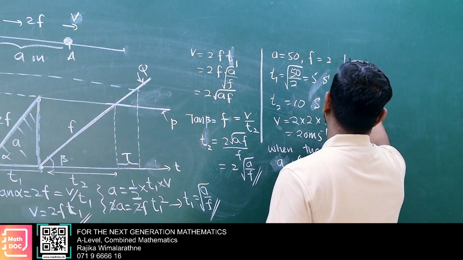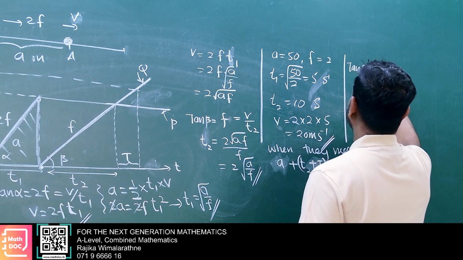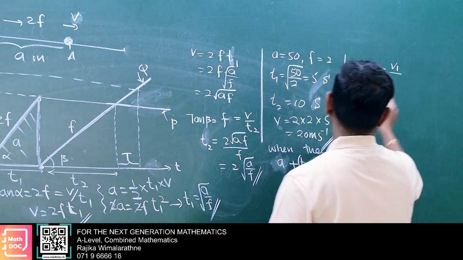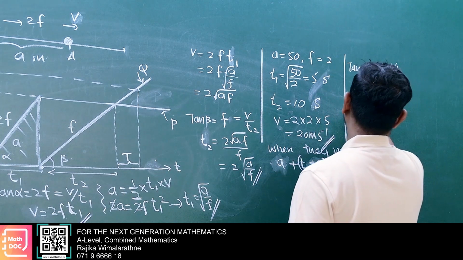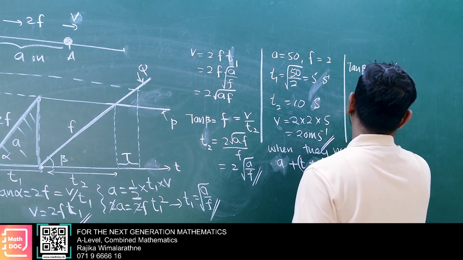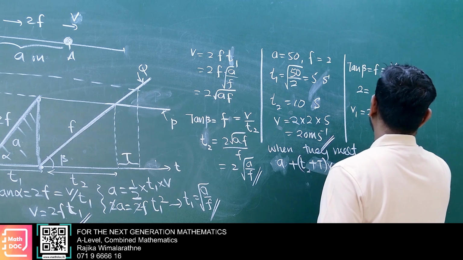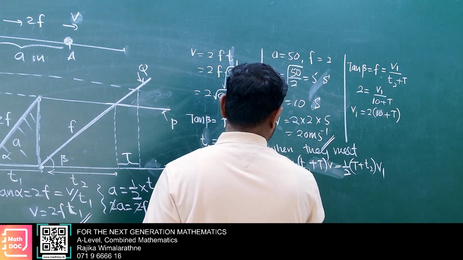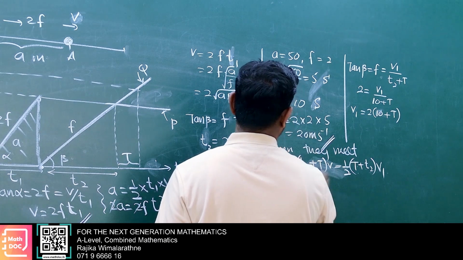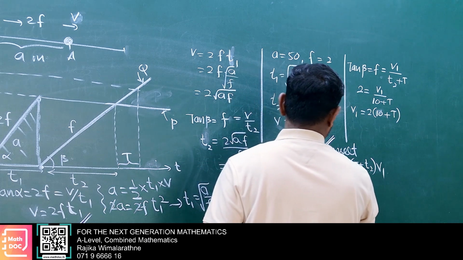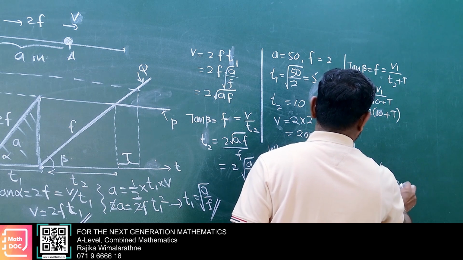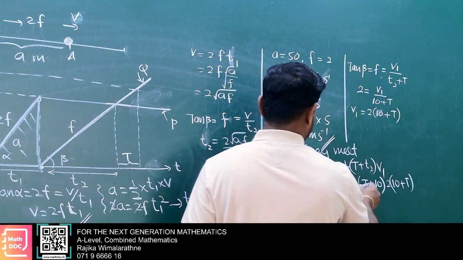Tan beta is F, equals V1 over T2 plus T. F equals 2 and T2 equals 10, so V1 is 2 times 10 plus T. Okay, now you substitute everything here: 50, T2 is 10, capital T, V equals 20, one over 2, capital T, T2 10, V1 is 2 times 10 plus T. Now just simplify.